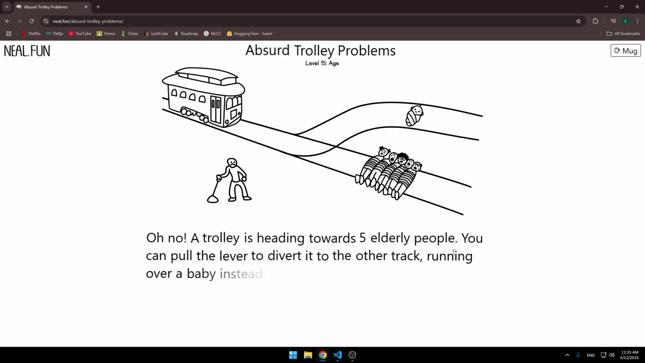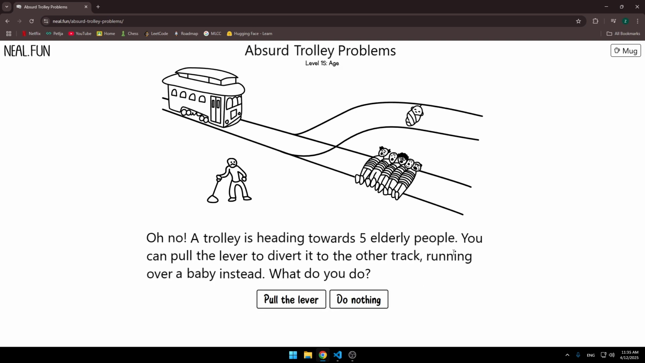Nice. Oh no, a trolley is heading towards 5 elderly people. You can pull the lever to divert it to the other track, running over a baby instead. What do you do? This is a good one. I killed the baby because, 5 people, 1 baby. But the elderly people are going to die, so... Who knows? Let's see. What does the AI think of this?